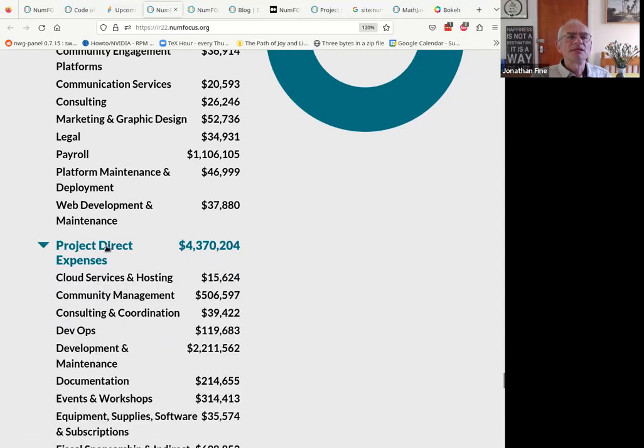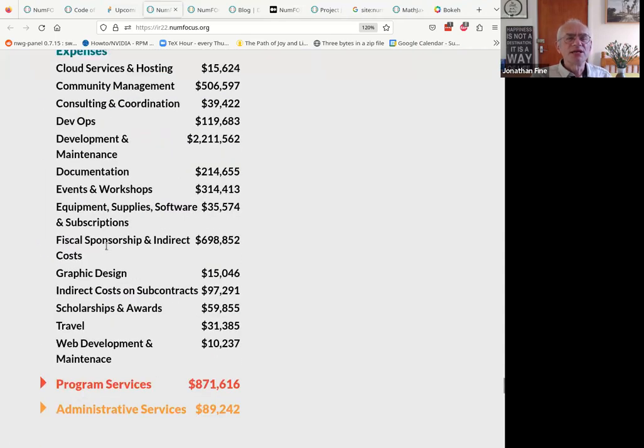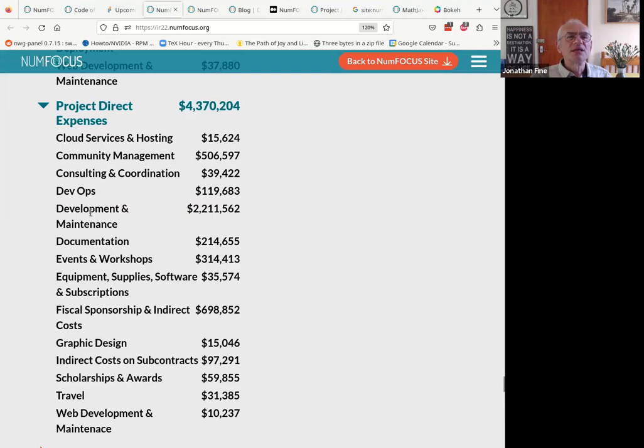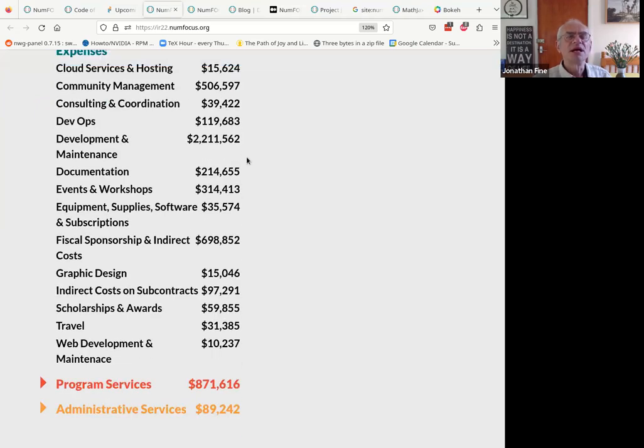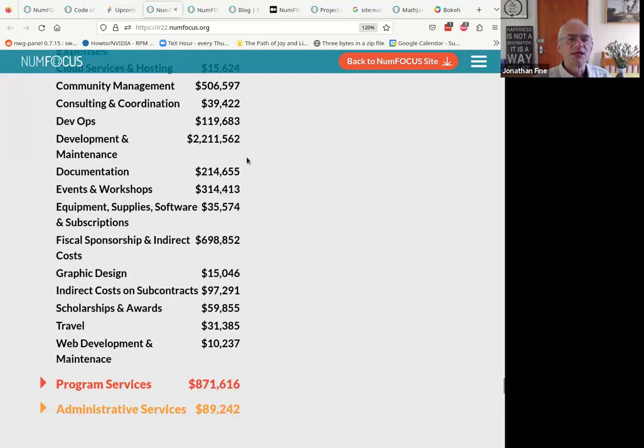Project direct expenses, so these are things going, I think, directly to projects. I'm not sure. Development documentation. I assume that this is money that's gone to the project for the development and maintenance of whatever the project is concerned with. And community management is perhaps hiring people to be forum moderators, provide other services. You just have to look at this, and it probably varies from project to project.